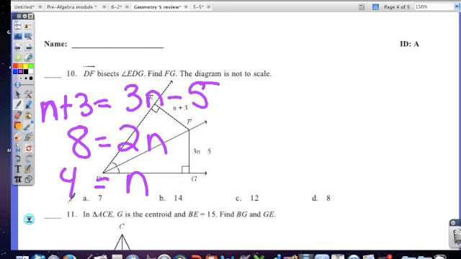Can I help you with your hands in the air? Okay, so 4 times 3 is 12, minus 5 is 7. So the answer is A.